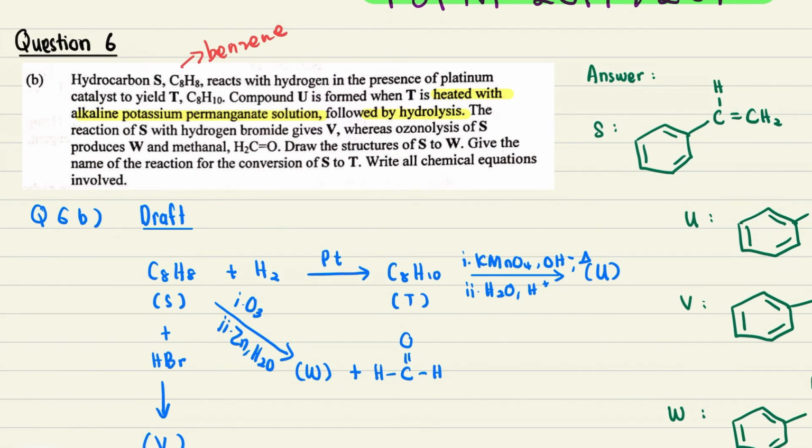Okay, so S dengan hydrogen bromide menghasilkan V. Okay, lepas tu ozonolysis of S menghasilkan W dan metanal. And then, dia kata draw the structure from S to W. Lepas tu dia minta give name of the reaction untuk convert S to T and write all chemical equation involved. So ada 3 soalan sini.